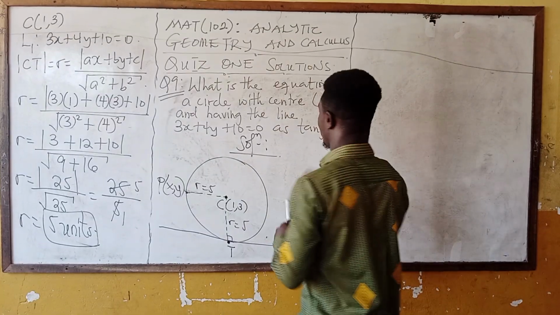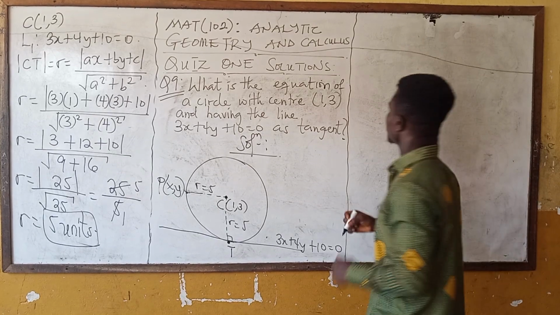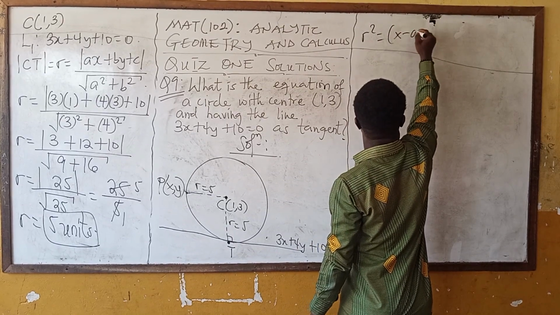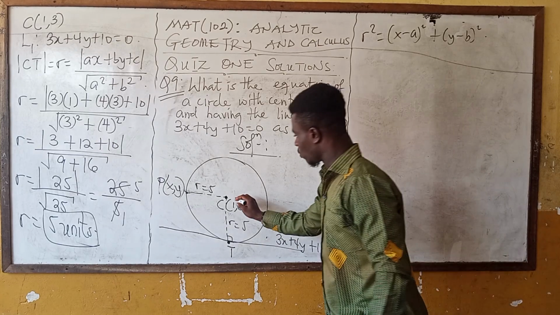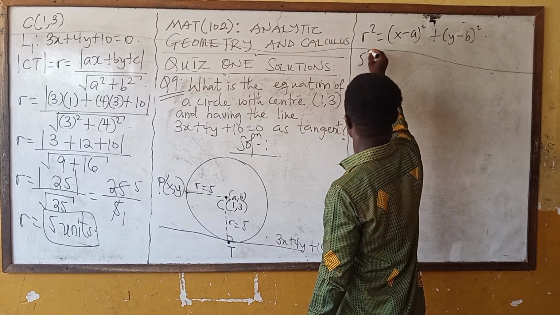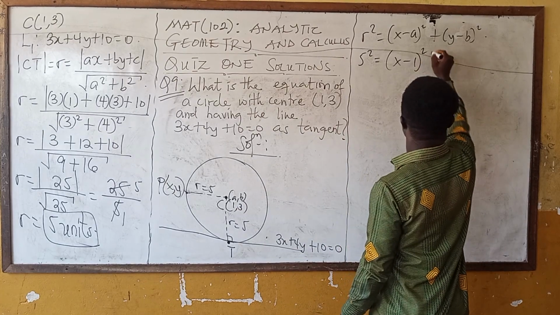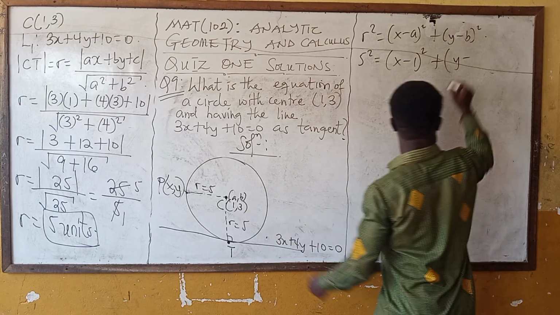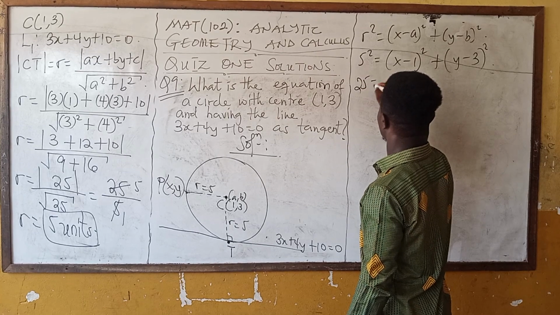So now, how do we find the equation of the circle? The equation of the circle, you can see that R squared must be x minus a all squared plus y minus b all squared. Now, this one is my a, this one is my b, right? So our R, which is 5 squared, equals x minus our a, which is 1, squared, plus y minus our b, which is 3, so 3 squared. So 5 squared, we obtain 25 equals.